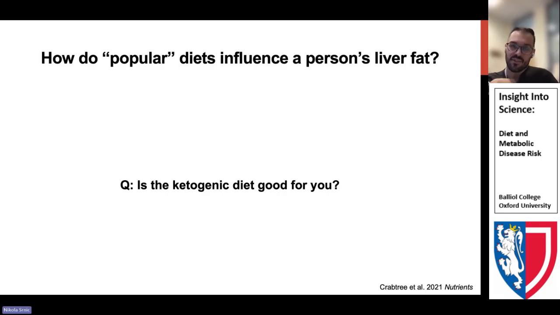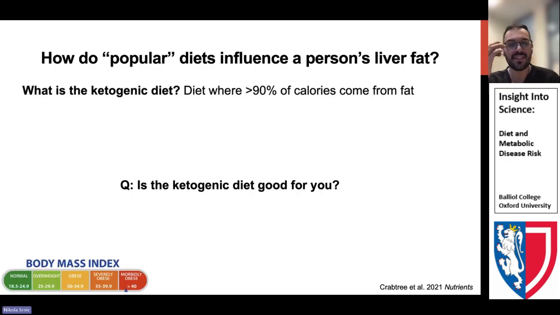And I'm not going to comment, I'm just going to show you data, and then you guys can make up your own mind. So what is the ketogenic diet? Well, it's a diet where more than 90% of your calories come from fat. So it's a very, very high fat diet. When I was talking about high fat diets in the previous studies, all of them were about 50 to 60% of calories from fat. Ketogenic diet is 90% of calories from fat, so a huge increase.